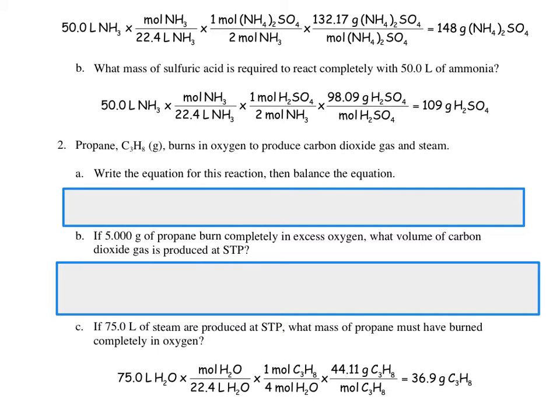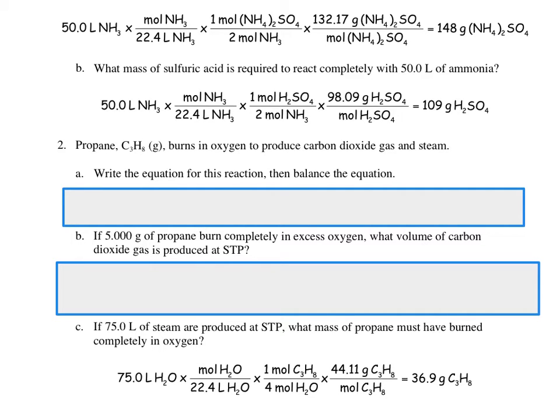The second part gives us a mass of propane that is burning in excess oxygen. So not a limiting reactant question again, because we are only given the quantity of one of the reactants. So we have 5 grams of propane burning. What volume of carbon dioxide gas is produced at STP?